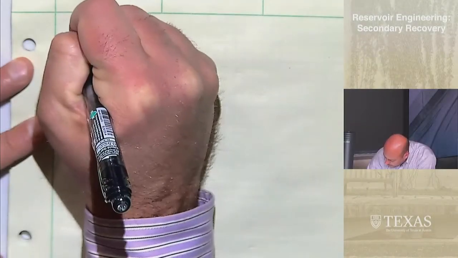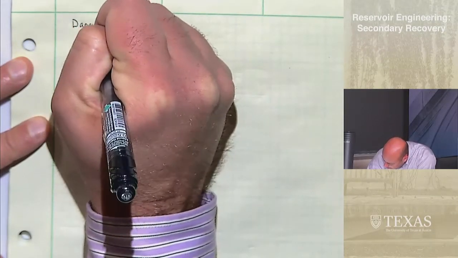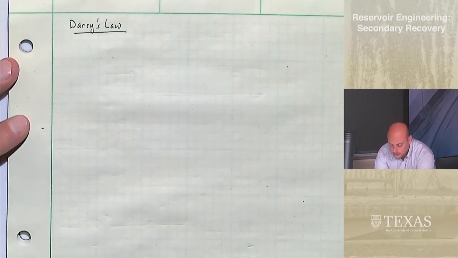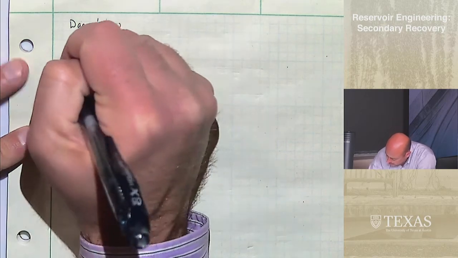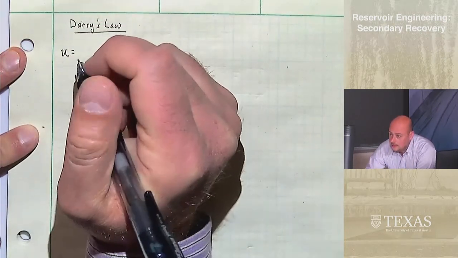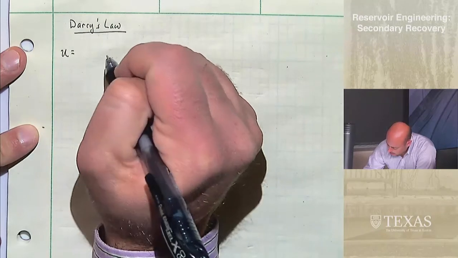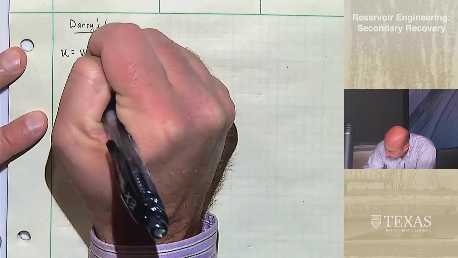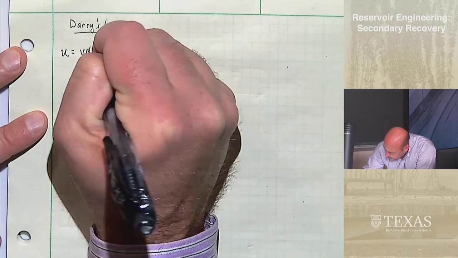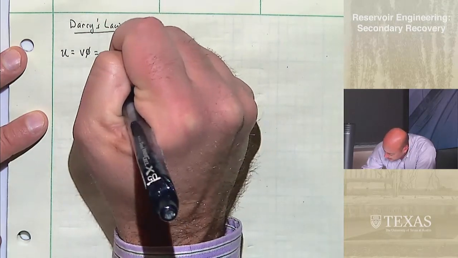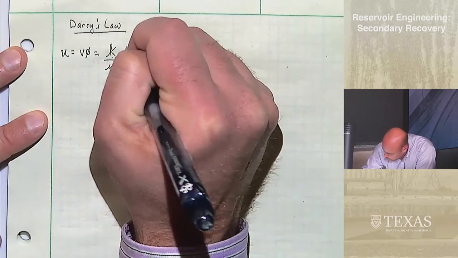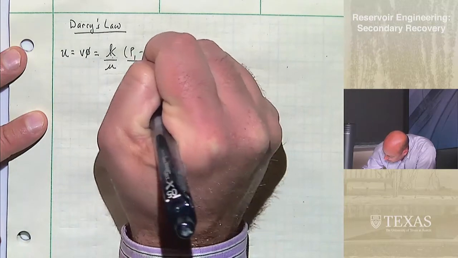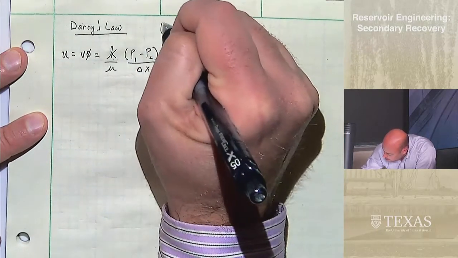But a little bit of a reminder of that, we'll talk about Darcy's law. And Darcy's law says that the Darcy velocity is equal to, and we'll come back to this, the interstitial velocity or frontal velocity times porosity. It's equal to K over mu times P1 minus P2 over delta X. So this is like flow in 1D.